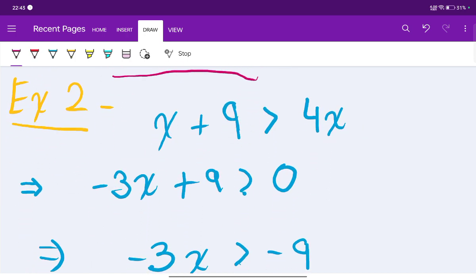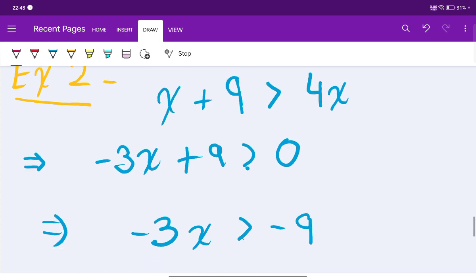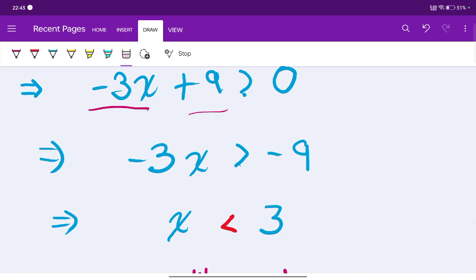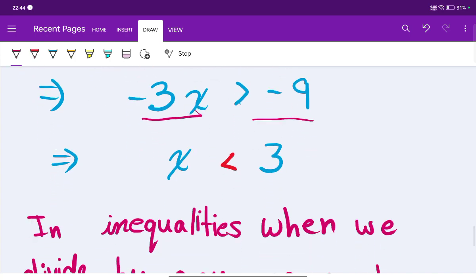Example 2. x plus 9 is greater than 4x. So we have to subtract 4x from both sides. We will get minus 3x plus 9. Why is this minus 3x? Because when we subtract, by default there is always a 1, but 1 into x is just going to be x. This means minus 3x is greater than minus 9, because we have subtracted the 9 from both sides. Then we will divide by minus 3 on both sides, and when we divide by minus 3, the sign will have to change.